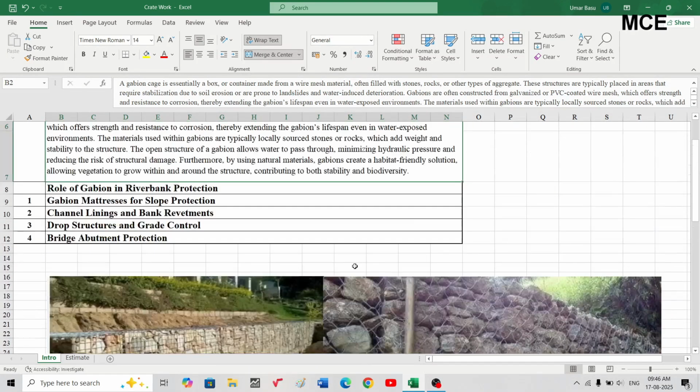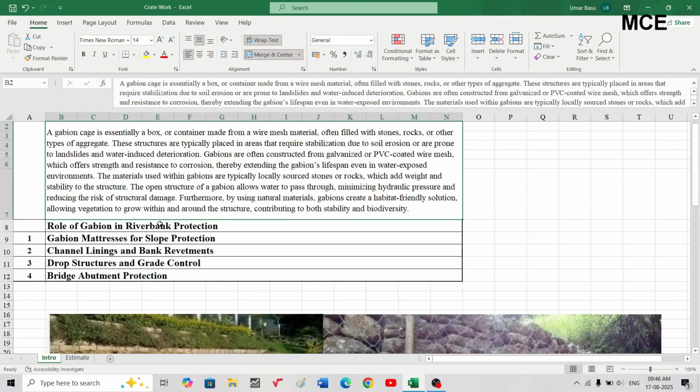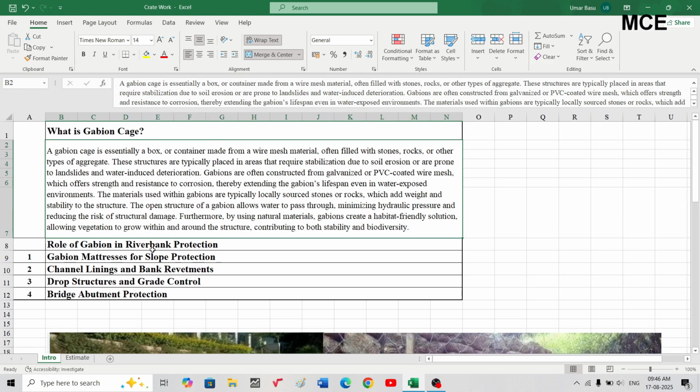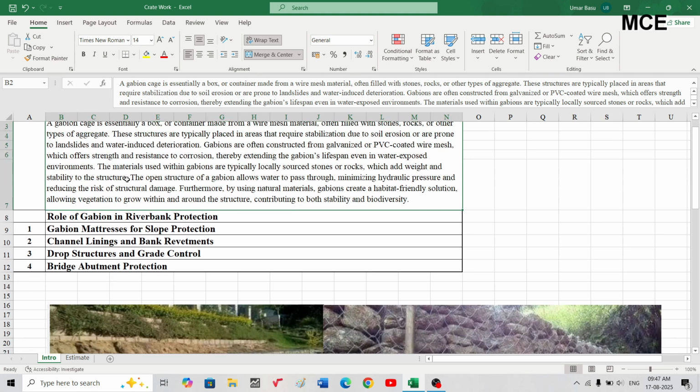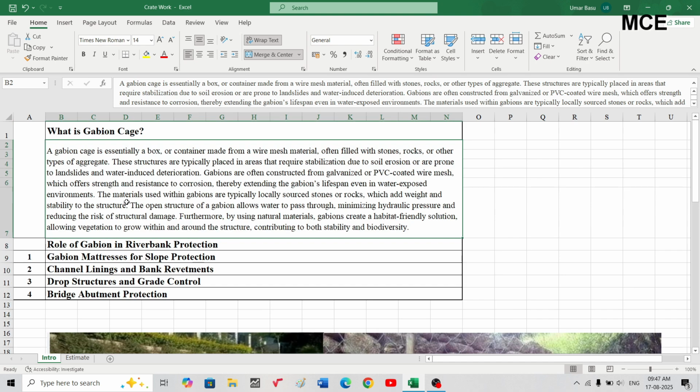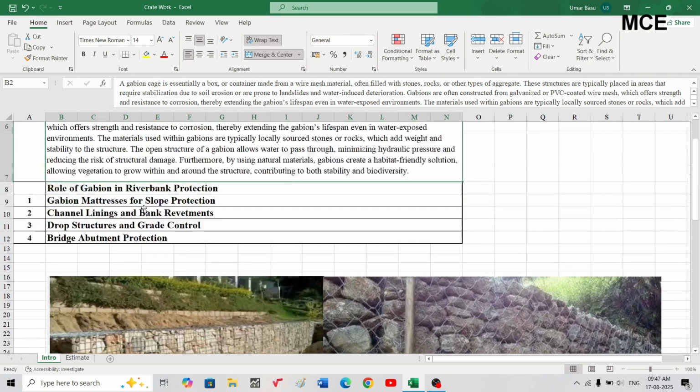So the functions of gabion, or roles of gabion in riverbank protection, are: gabion mattresses are used for slope protection, channel linings and bank revetments, and also drop structure and grade control and bridge abutment protection. So these are the roles and functions of the gabion cage. It is also called crate work in engineering. So this was about the gabion.